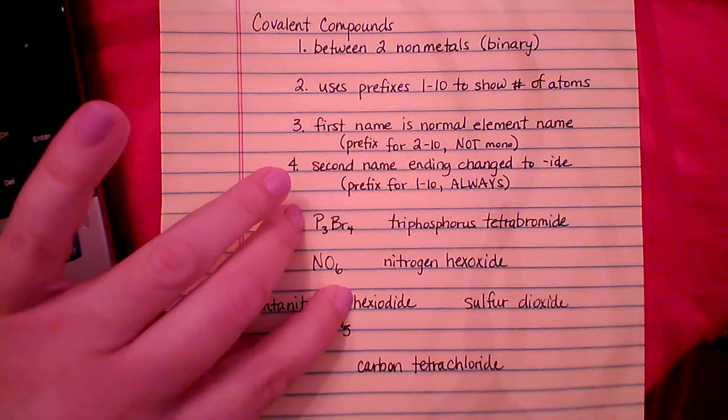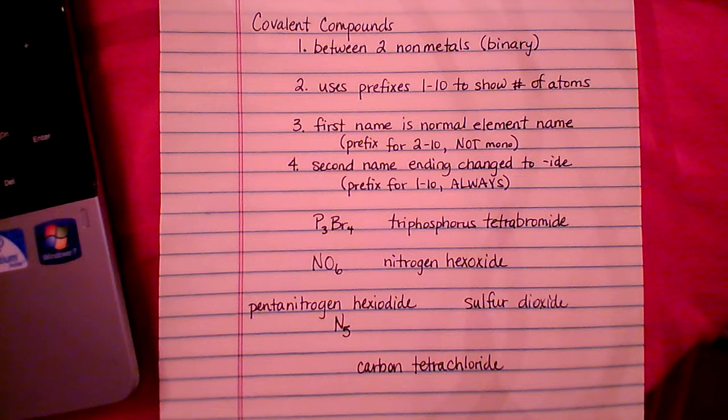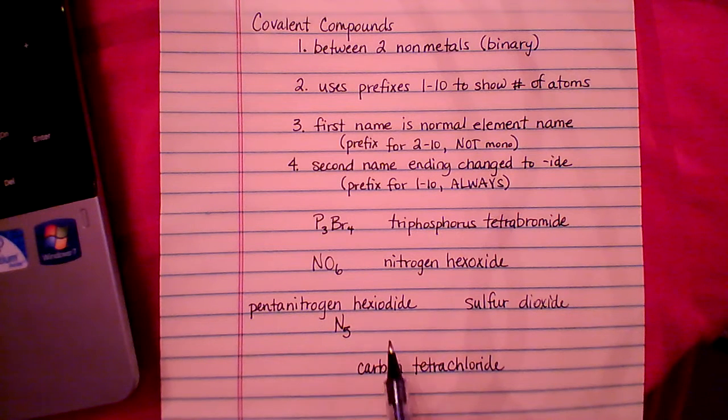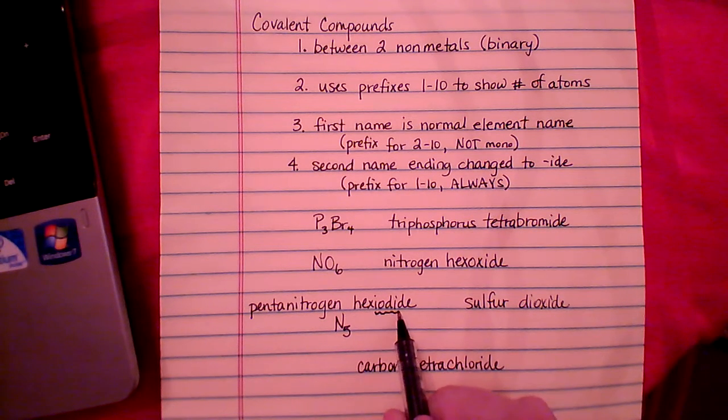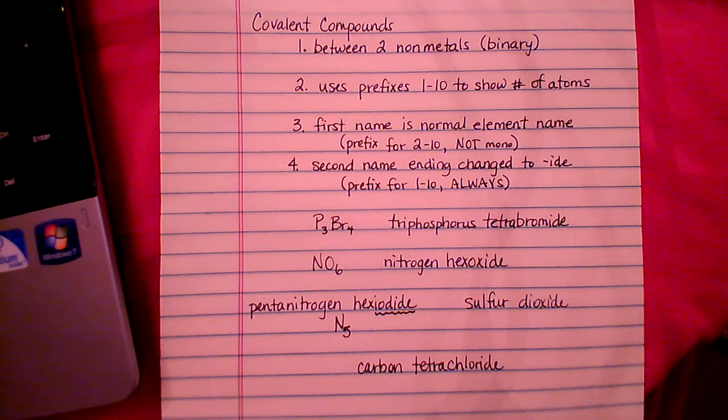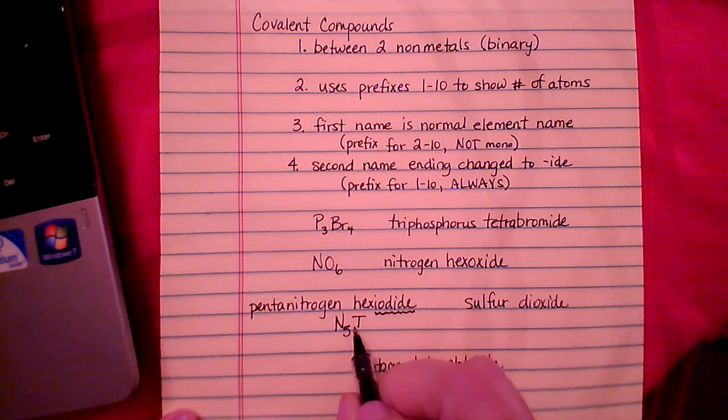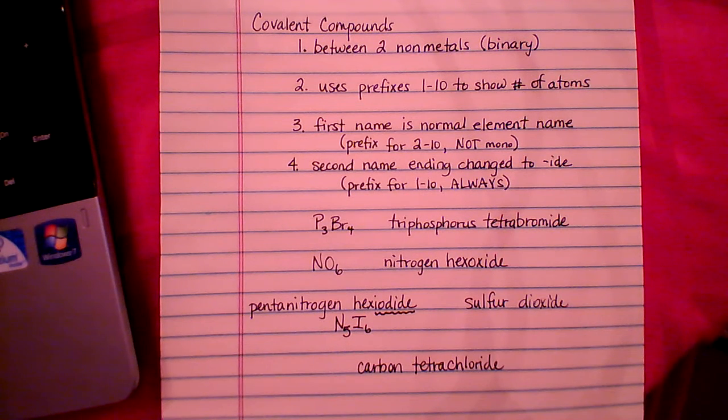And then hexaiodide, the second element's always the harder one to spot, but if you look at the second half of the word, you should be able to pick out the root there. So the root is io, so iodine is the element. Hex is 6, so N5I6 should be your answer there.